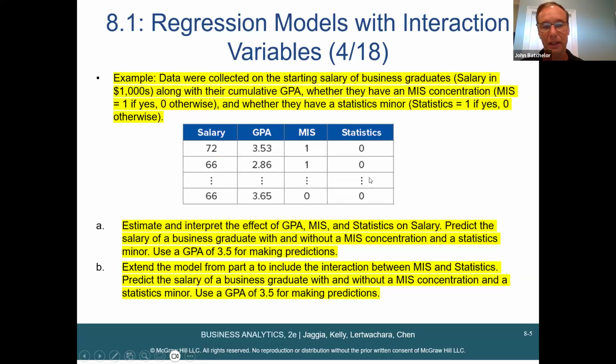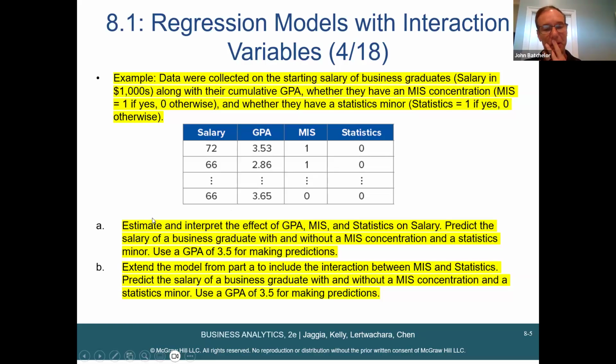So here's an example data set where we collect starting salaries of business graduates. Salaries in thousands, so just keep that in your mind, along with the cumulative GPA, whether they have an MIS concentration, and whether they have a statistics minor. So we see the first one's numeric. Well, they're all numeric, but the first one's a regular variable, or continuous, I guess you would call it. And then these are dummy coded because you have ones and zeros. So here's the data we're looking at.